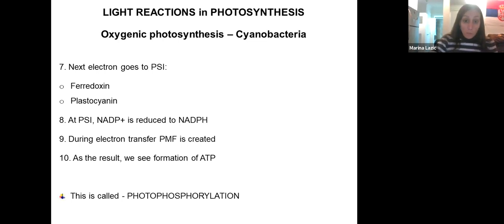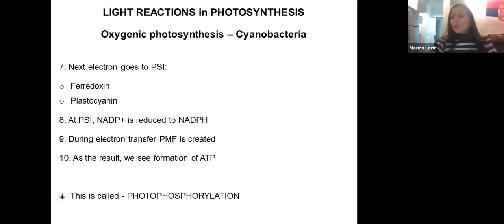So in photosystem 1, you have ferredoxin and plastocyanin. Plastocyanin does not exist in oxidative phosphorylation. This is specific for photosynthetic organisms, but the principle is the same. Now, at photosystem 1, you are getting a reduction of NAD plus to NADPH. So this is creation of reduction equivalents, and during these electron transfers, proton motive force is formed.